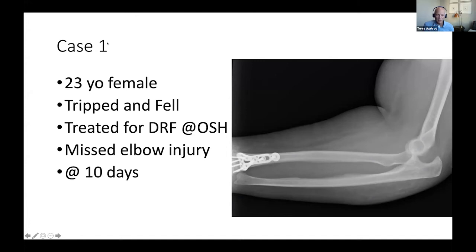So at 10 days, I start to get worried. It's even worse a week later or 2 weeks later. So just get on and fix it. I'm not sure I'd do it at 2 in the morning, but I'd be looking for an OR time the next day. Okay, I agree.